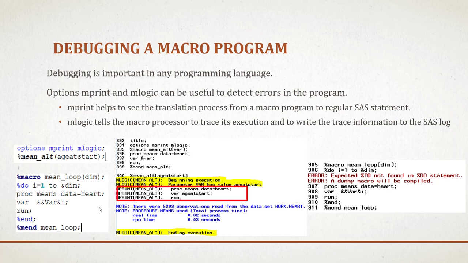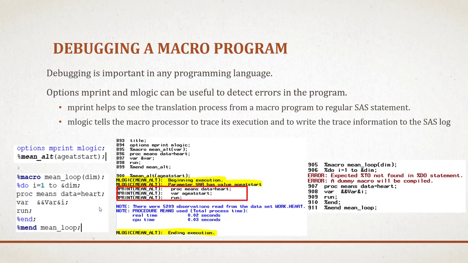Debugging is important in any programming language. As we have seen during the course, the SAS log is where you can find note, warning, and error messages. It's really helpful to check the log if you are unsure about your program. Compared to a single data step or procedure, debugging can be hard for a macro program. There are 2 options that can be used to help along the process. MPRINT helps to see the translation process from a macro program to regular SAS statements and to write it to the SAS log. MLOGIC tells the processor to trace its execution and to write the trace information to the SAS log.